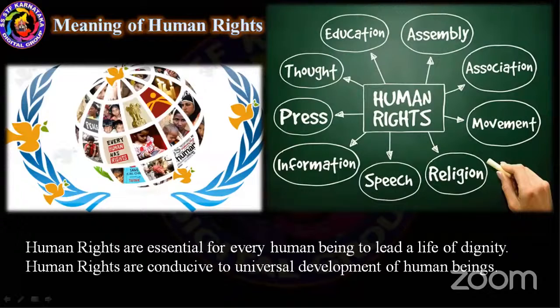Human rights are conducive to the universal development of human beings. Conducive means a way. Human rights are the way, or they provide a base, for the universal development of human beings across the world. To develop all human beings present in the universe, these are the way and these are the base.